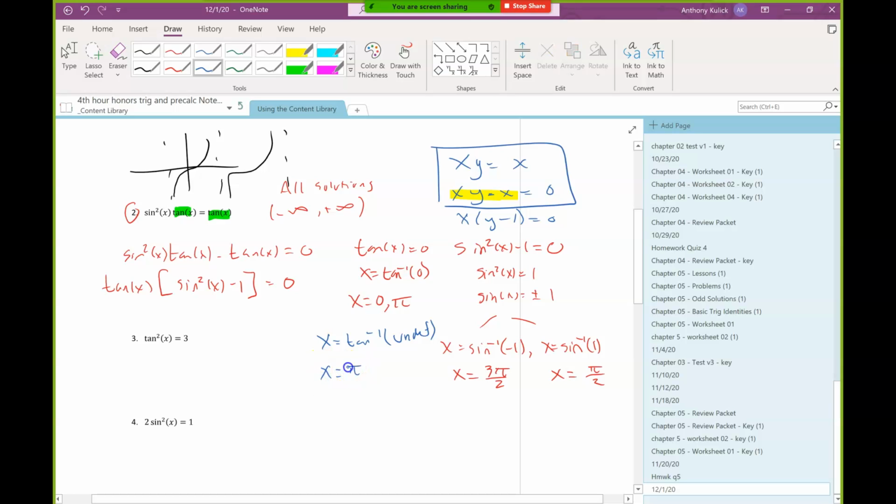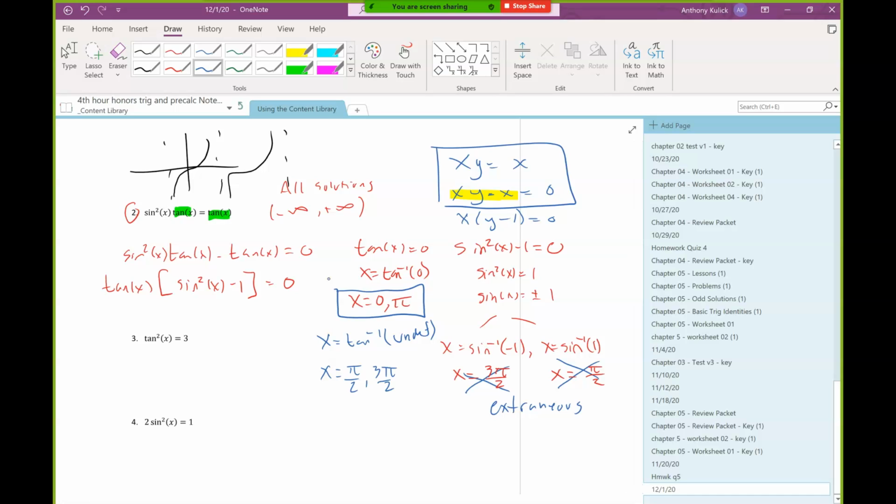So this happens at pi over 2 and 3 pi over 2, which means that these two answers are actually extraneous. They should be discarded. So our only solutions here are at 0 and pi. So that's our answer if we're talking about from 0 to 2 pi.